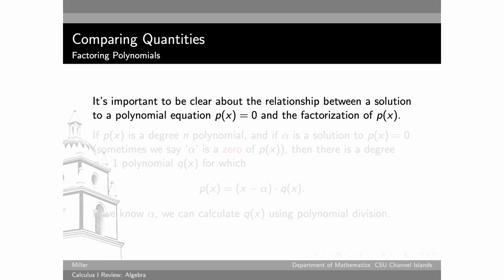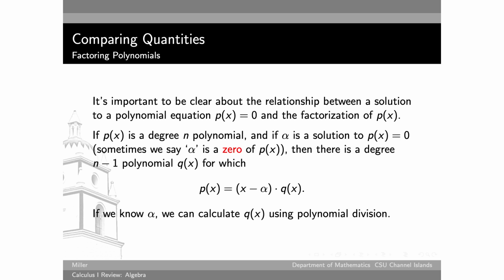So it's important to be clear about the relationship between a solution to a polynomial equation, p of x equals 0, and the factorization of p of x. If p of x is a degree n polynomial, and if alpha is a solution to p of x equals 0, sometimes we call alpha a 0 of p of x, then there is a degree n minus 1 polynomial, call it q of x, for which p of x is the quantity x minus alpha times q of x. If we know alpha, we can calculate q of x using polynomial division.